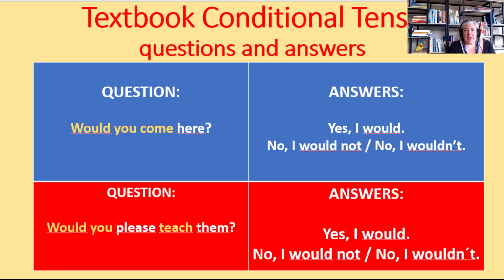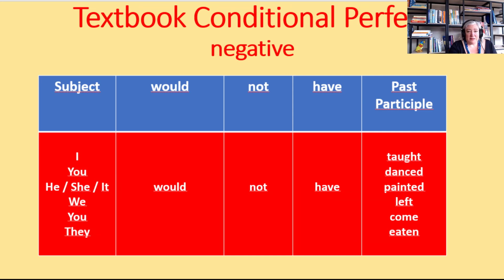Textbook conditional tense questions and answers. Question, would you come here? Answers, yes, I would. No, I would not. No, I wouldn't. We tend to use the contraction in spoken English. Question, would you please teach them? Answers, yes, I would. No, I would not. No, I wouldn't.